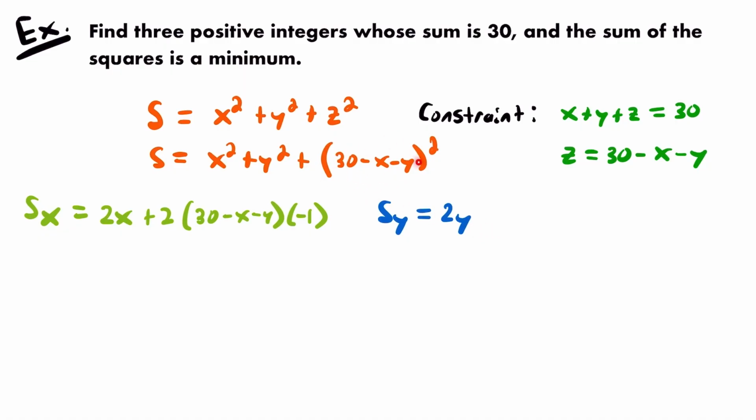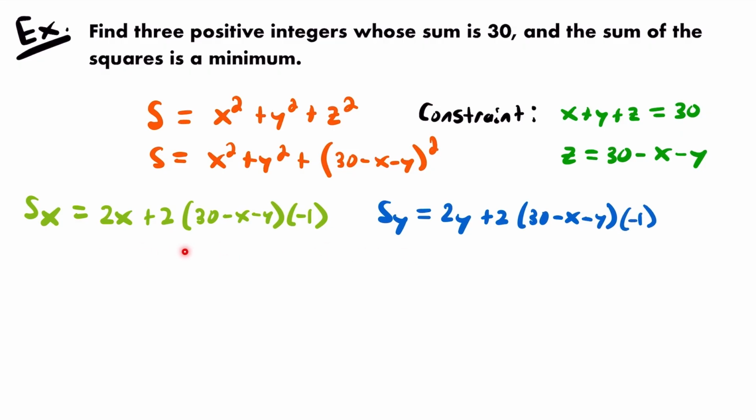And then we need to use the chain rule again on this piece of the function. So take the derivative of the outside function again, and you'll get plus 2 times 30 minus x minus y. And that's to the first power, and then you want to multiply by the derivative of the inside function, which with respect to y will also be negative 1. The derivative of 30 and negative x will be 0, because they are constants with respect to y, but then the derivative of negative y is negative 1.